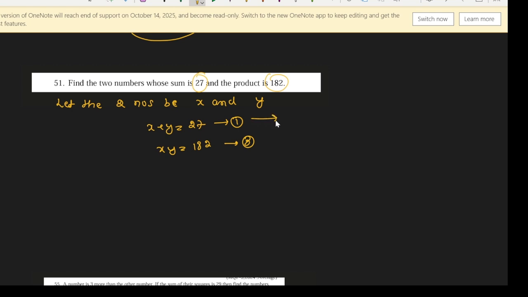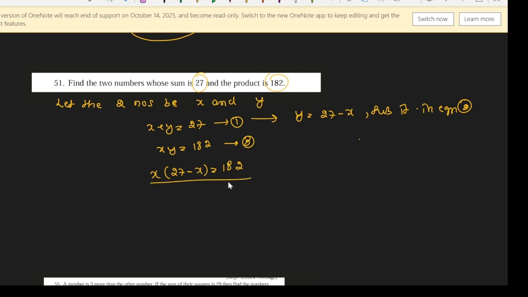That is nothing but from equation 1 we have y is equal to 27 minus x. So substitute this y is equal to 27 minus x in equation 2. So what will happen? Why did we follow that step? Let's see. x into y, I will substitute it over here. What is y? x into 27 minus x is equal to 182. Now if you look into this equation, we have only one variable x. Okay, so easily we can get a quadratic equation now.